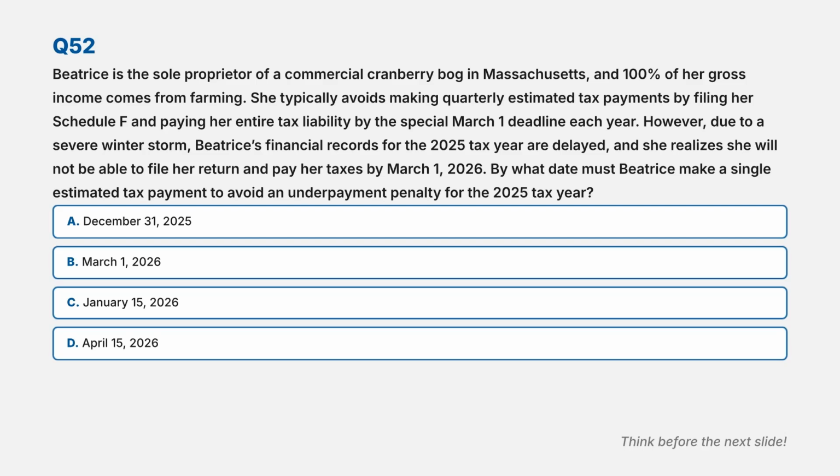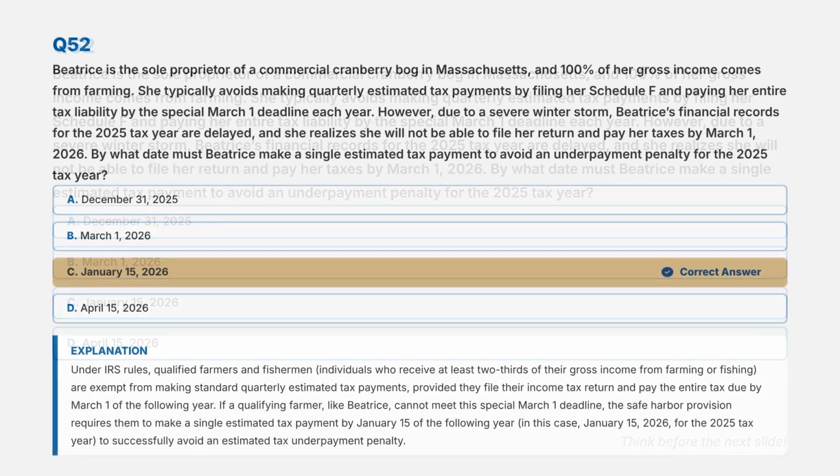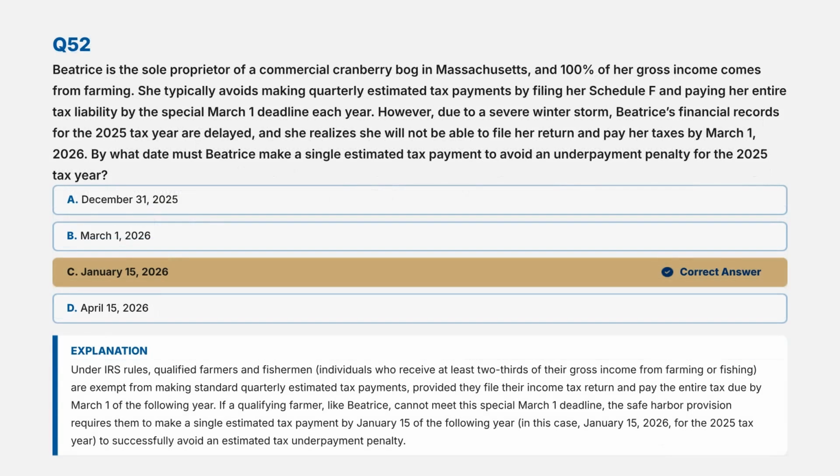By what date must Beatrice make a single estimated tax payment to avoid an underpayment penalty for the 2025 tax year? A. December 31st, 2025. B. March 1st, 2026. C. January 15th, 2026. D. April 15th, 2026. The correct answer is C. January 15th, 2026.